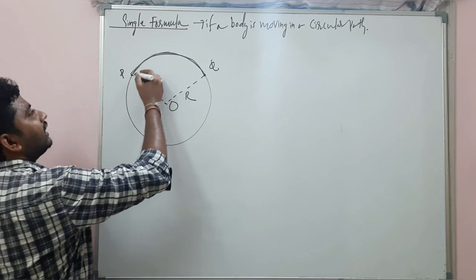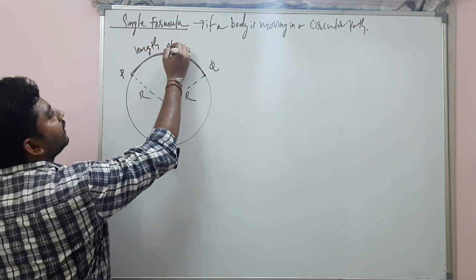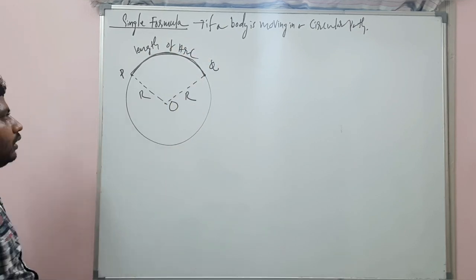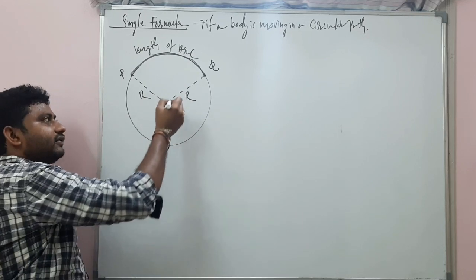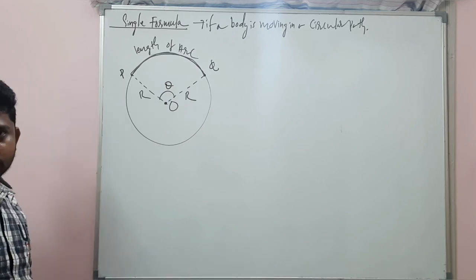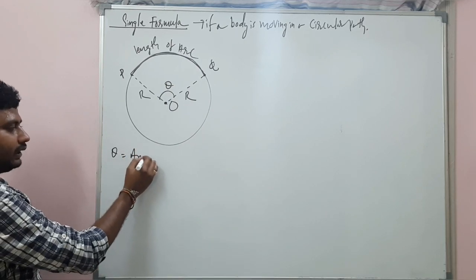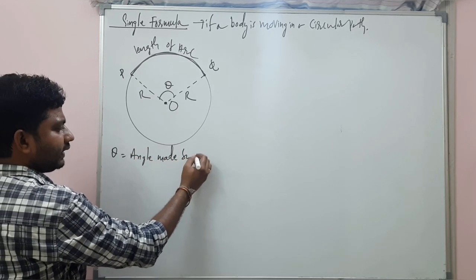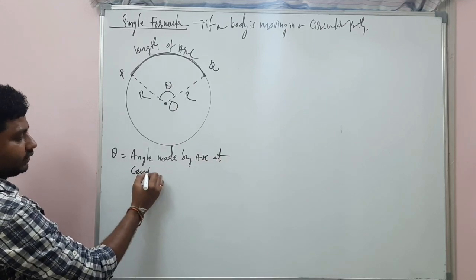So this is called the length of the arc, isn't it? The length of the arc is PQ. And this arc makes an angle at the center of the circular path, which is theta. Carefully see. Theta is the angle made by the arc at the center of the circle.